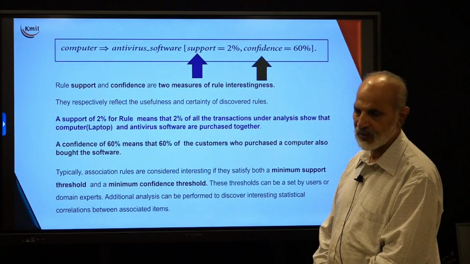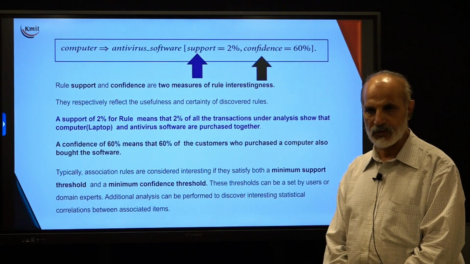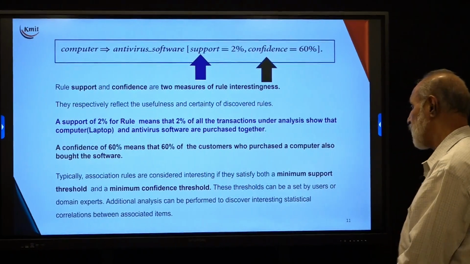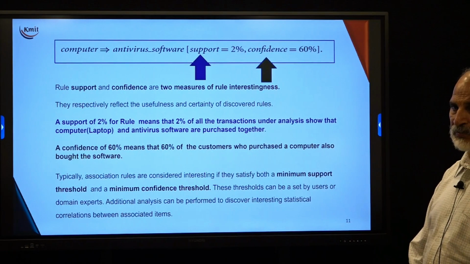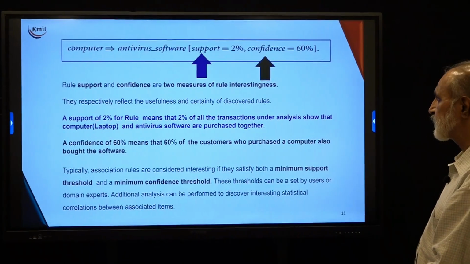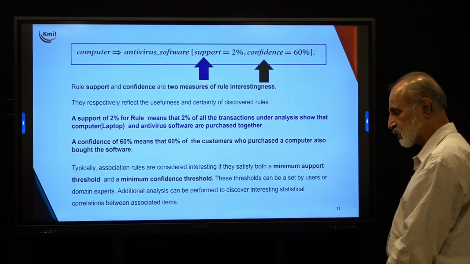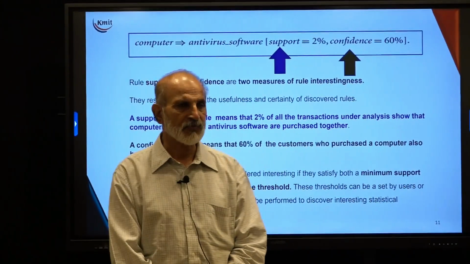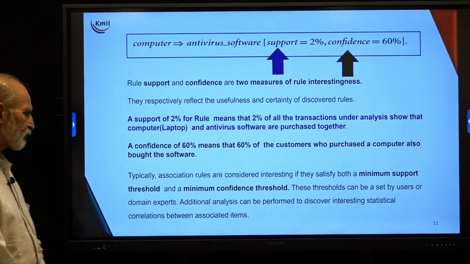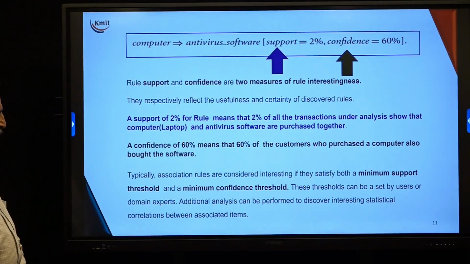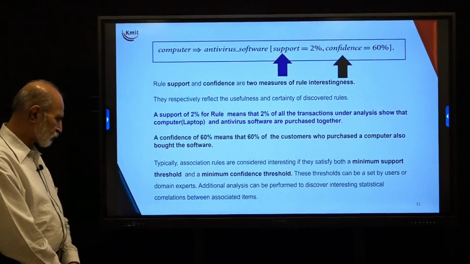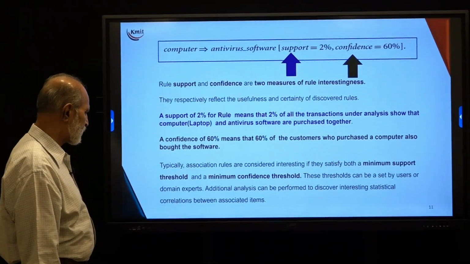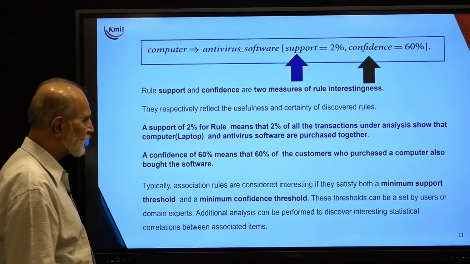Naturally, if I am a computer person, I know all the computer peripherals, each and everything, so I may behave like an expert and say these are likely to happen. People who buy a laptop will definitely go for antivirus software, but they will not purchase a printer just as often as antivirus software. So these thresholds can be set by a user or by a domain expert. Additional analysis can be performed to discover interesting statistical correlations between the association rules.